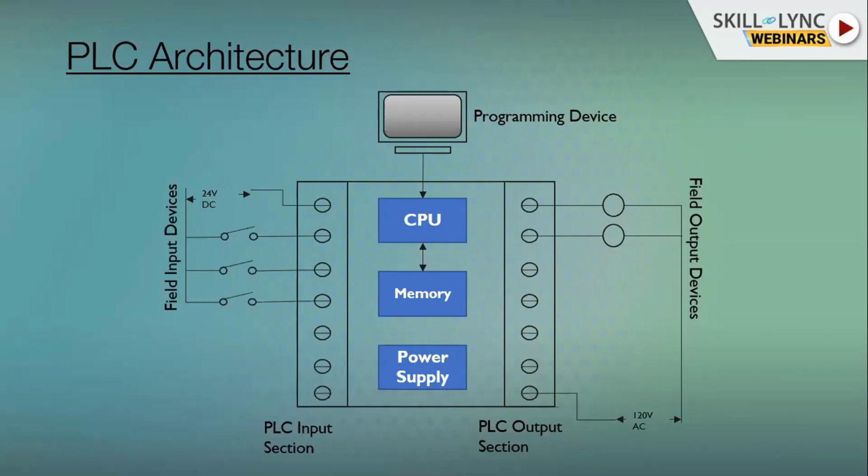Then the CPU is responsible for the execution of the program. We are downloading our program in memory. Memory will be interacting with the CPU. The CPU will be interacting with memory to execute the program. There is obviously one power supply section which is used to power the entire PLC system. We'll have one PLC output section which will be used to give signals to field output devices.